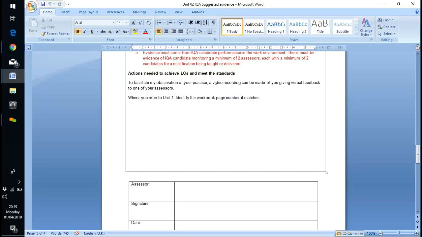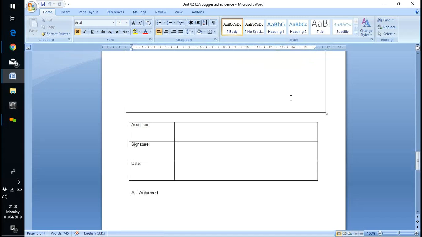So again, to facilitate observation of your practice, you could video it actually. Say a video of you giving verbal feedback to one of your assessors, or a video of you actually doing an observation, or whatever it is you can use, and that video can then be sent to me, and I can actually do it from here, again using technology. Again, where you refer to Unit 1 for any of your evidence, identify the workbook page numbers which match.